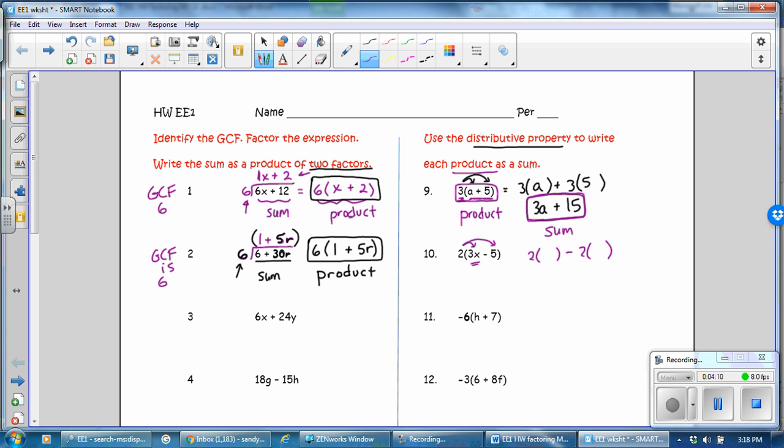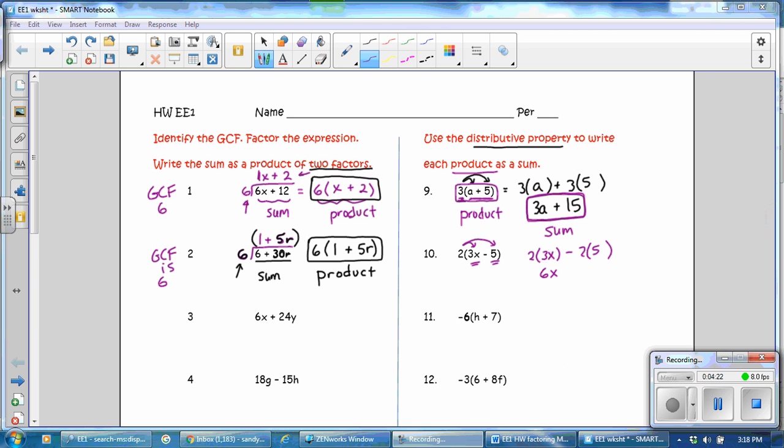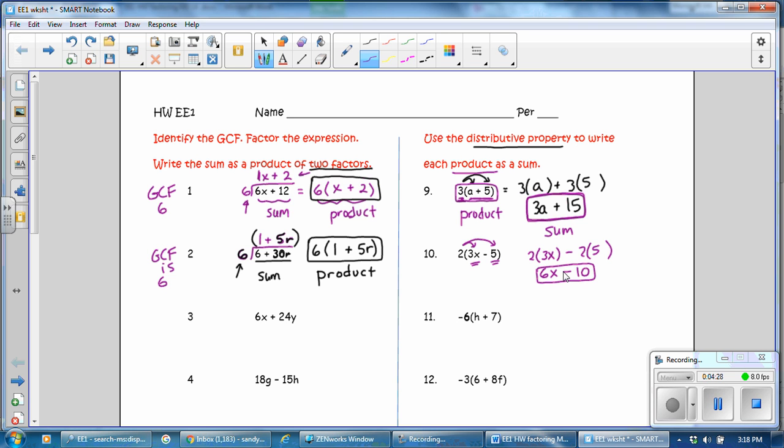The first term is 3x, the second term is 5. Simplify that. 2 times 3x is 6x. Bring down the minus sign, and 2 times 5 is 10. So this is the sum, and you think, well, how could it be a sum if it's minus 10? Because you could always rewrite it as 6x plus negative 10. And then this one is called the product.